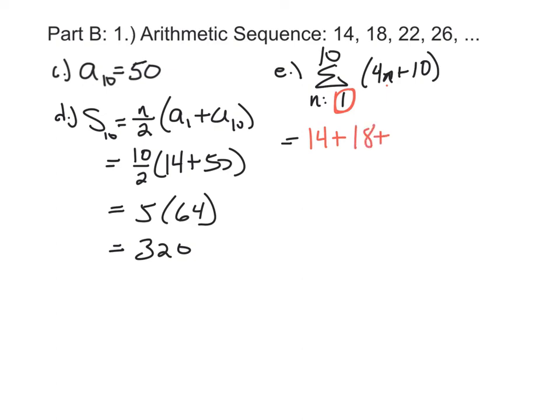And we'll go up to 3. 4 times 3 is 12. 12 plus 10 is 22. And we're going to keep that going all the way up until we get to 10. So we plug in 10. 4 times 10 plus 10, we said was 50. And what we have is exactly the same thing that we just did. So that means that this sum is also going to be 320.